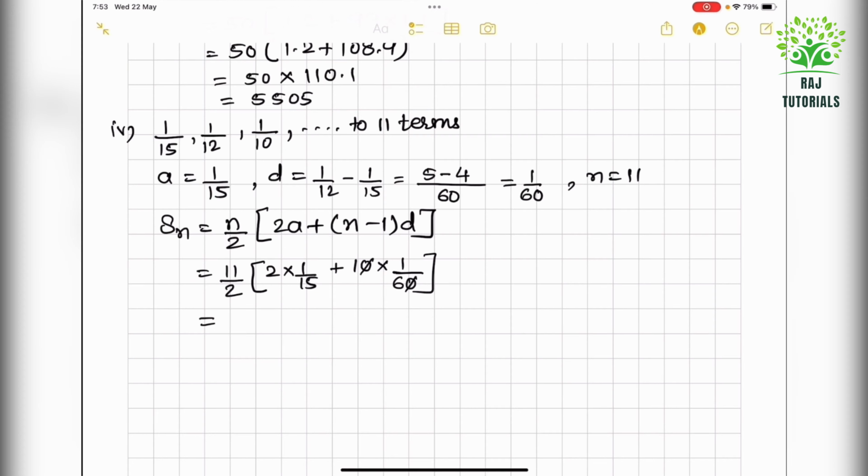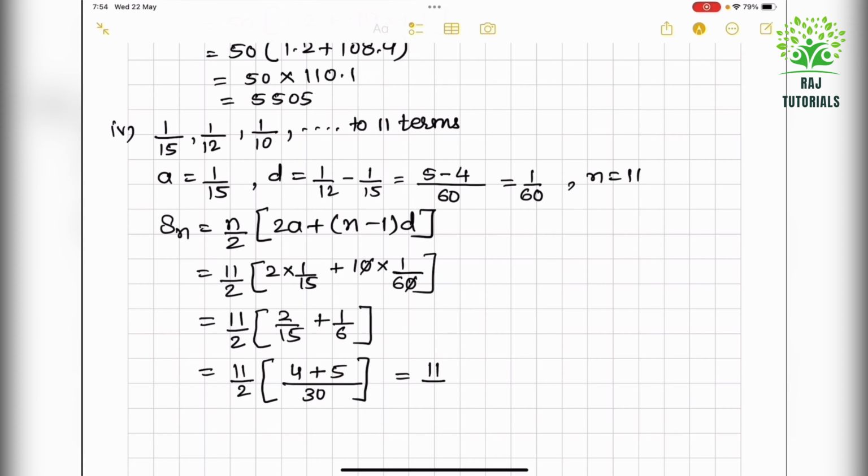So this became 11 upon 2 into [2 upon 15 plus 1 upon 6]. So, 15 and 6 means LCM will be 30. So 30, 15 twos are 30, so 2 twos are 4, 6 fives are 30, so 5. So this came as 11 upon 2 into 9 by 30.